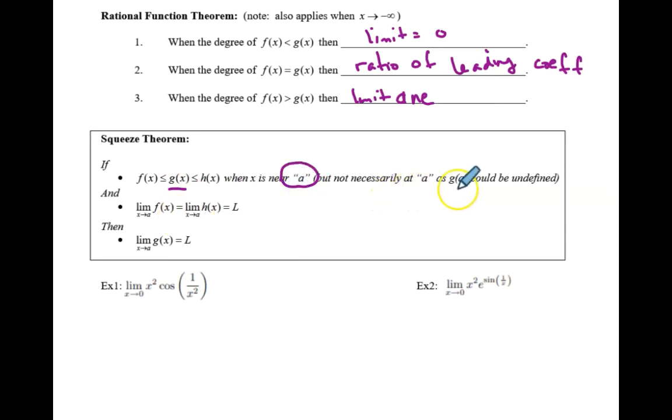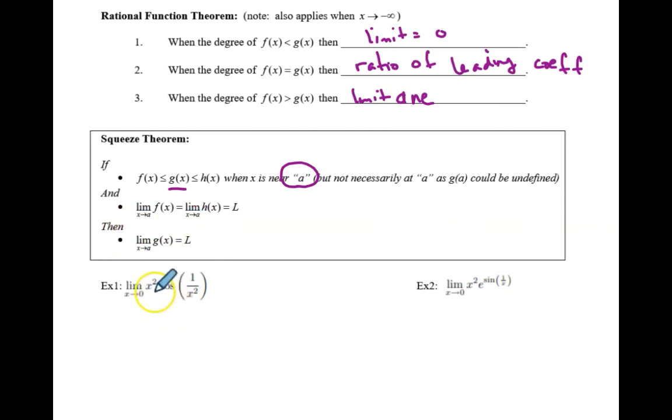Doesn't matter what happens at a because g of a could be undefined, like there could be a hole there, an asymptote, don't worry about that, just needs to be near a. Basically, if these two limits, the limit of f and the limit of h, are the same and they equal L as our limit, so the limit below g is L and the limit above g is L, that means we've squeezed our limit to be L. And let me show you how this works.